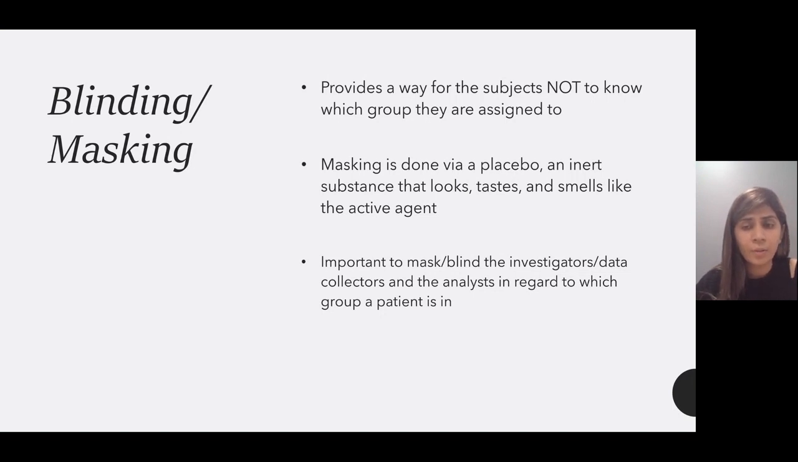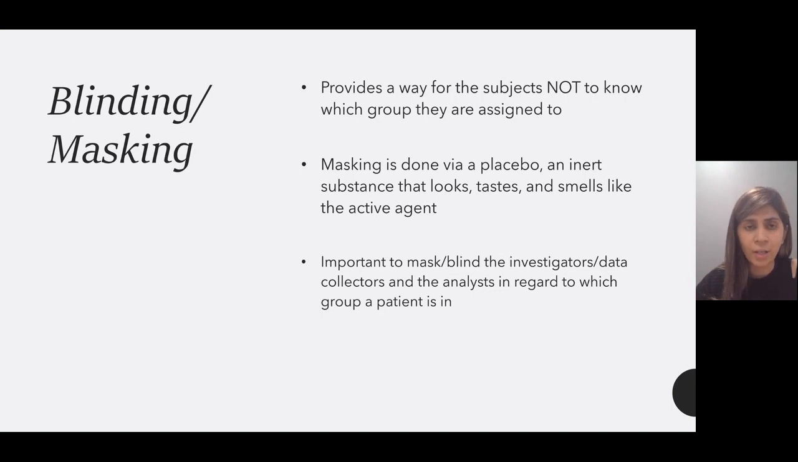If participants know whether they are in a control or a treatment group, they may adjust their behavior in ways that affect the outcome that researchers are trying to measure. Blinding provides a way for the subjects not to know which group they are assigned to. Blinding is also known as masking.